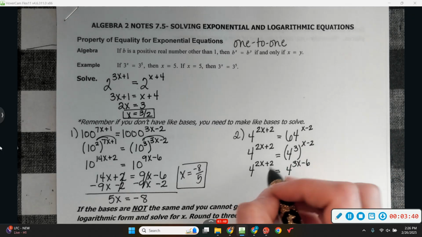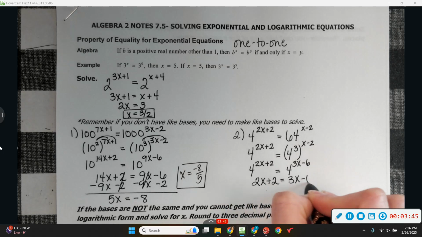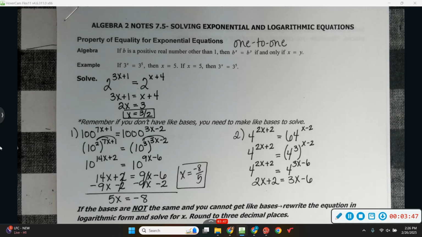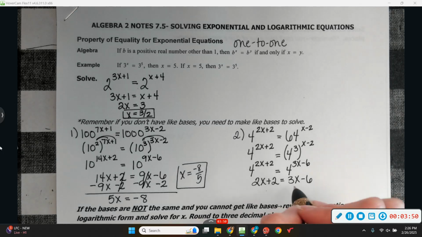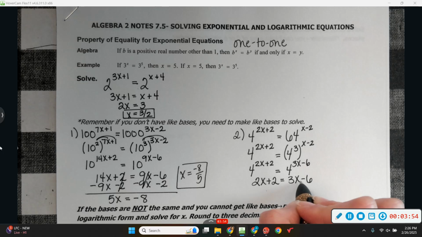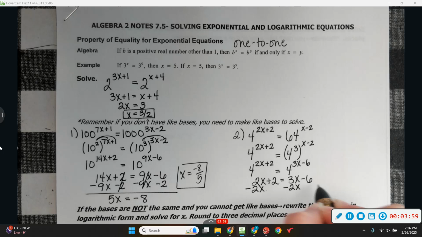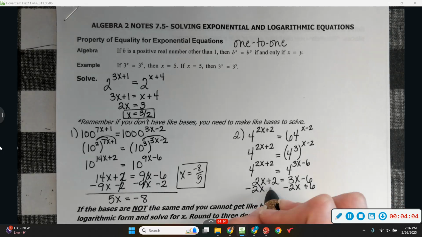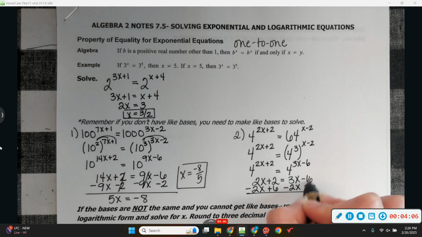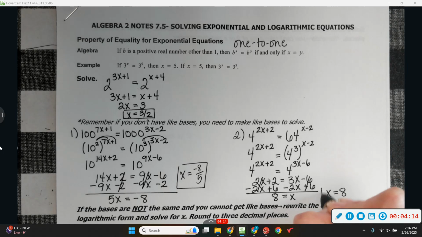I can use my one-to-one property to set 2x plus 2 equal to 3x minus 6. And then for me to solve, you can subtract your 3x or subtract your 2x and move it over to the right. I'm going to do that to keep a positive x value. So if I'm moving my 2x to the right, I want to move that negative 6 over to the left by adding 6. And so that leaves me with 8 equals x, or x equals 8 rewritten.